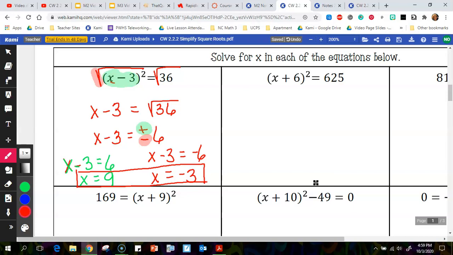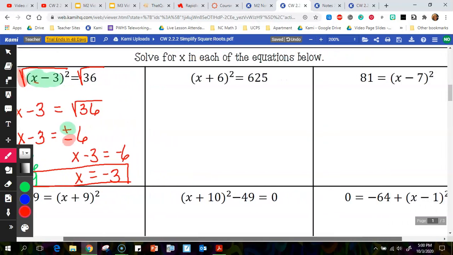And you know what? If you were to graph this, that would be kind of hard to do. You would have to put the minus 36 over here. So this is probably going to be the easiest way to solve these instead of graphing them.